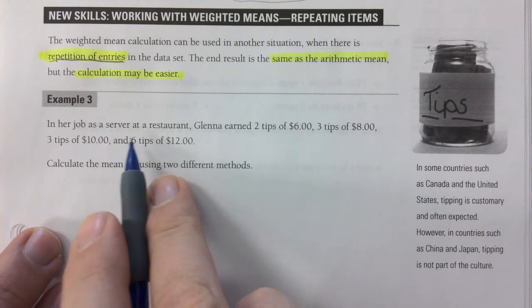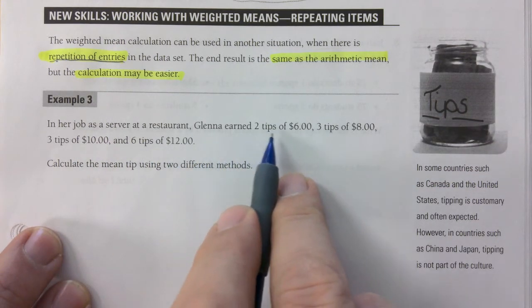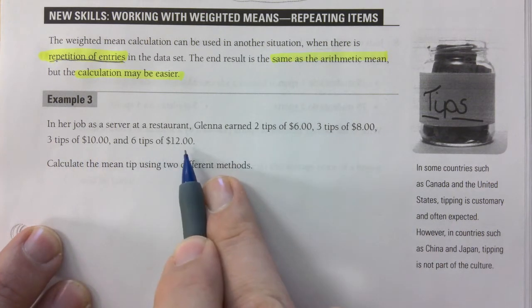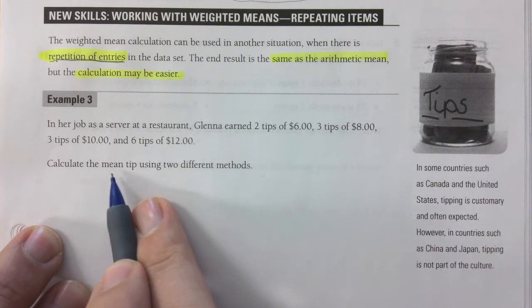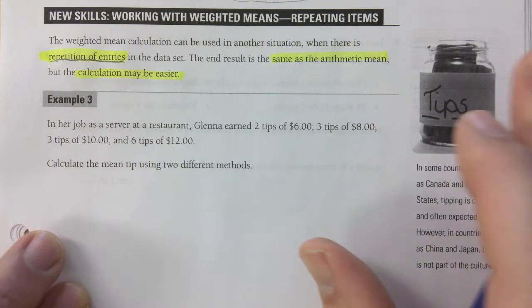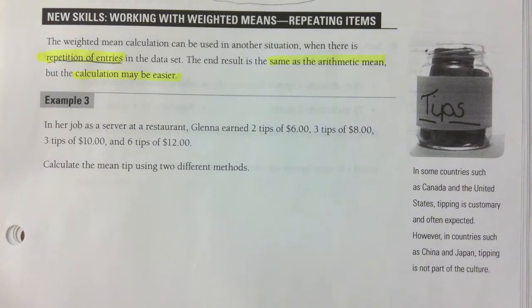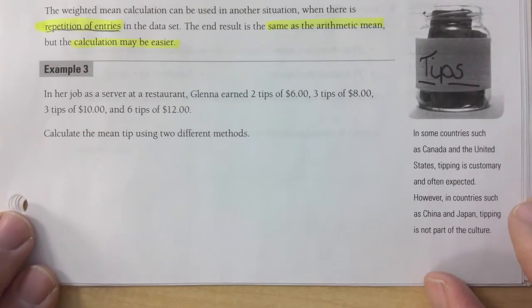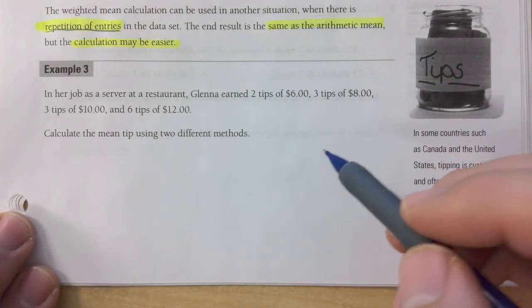In her job as a server at a restaurant, Glenna earned 2 tips of $6, 3 of $8, 3 of $10, and 6 of $12, right? Calculate the mean tip using 2 different methods. So I think we have some room. Yeah, we have some room at the back. So we're going to do the first method here and the second method on the back side of this.